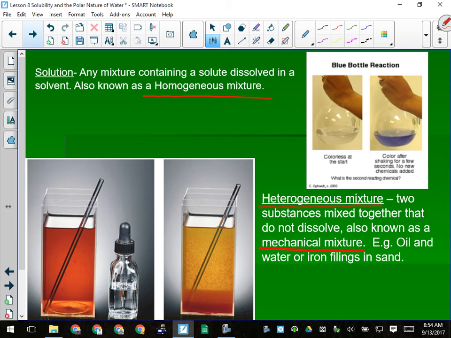So, mechanical mixture there. Oil and water would also be a mechanical mixture. If you stir oil and water, you can kind of keep the oil from going to the top, you can get it to be inside, but it's not dissolved. It's just mechanically mixed in. If you leave it after stirring it, it'll eventually re-separate. So that would be anything that's a mechanical mixture.